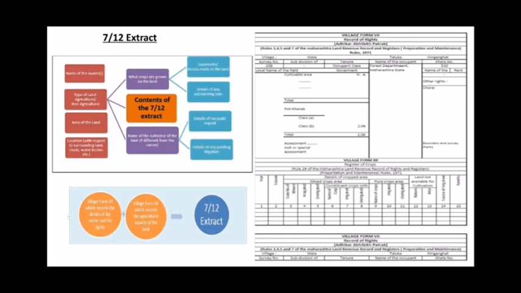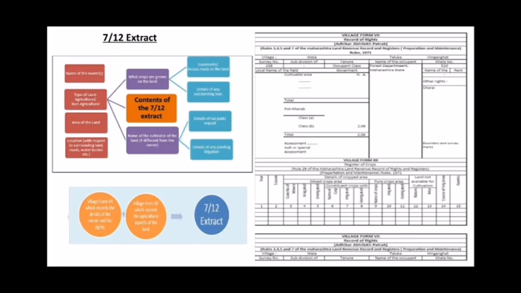Now these two forms, that is 7 and 12, are combined together, which is called a 712 extract or the Sat Bara extract. Both are combined and used as land information. Now, the land under utilization, we have seen how land is used for different purposes: for forest areas, for residential areas, for agriculture.